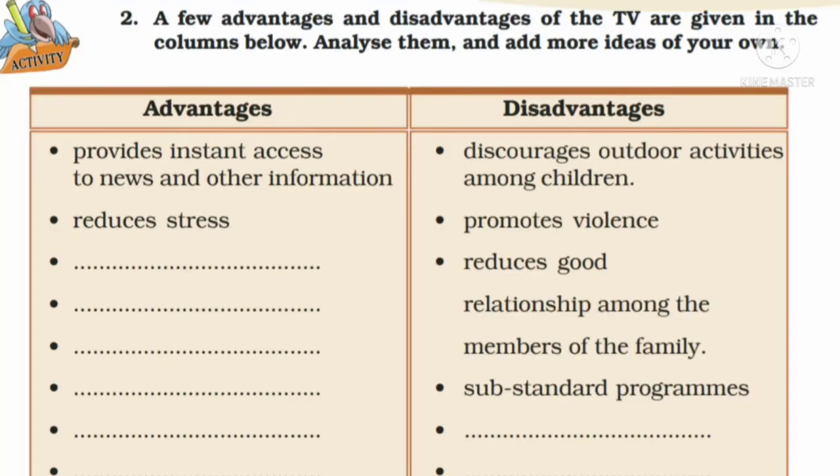Just think about it. Now, look at the second activity given in your textbook. On page number 85, activity number 2, there are two columns provided to you. In the first column, you can see two advantages that have already been noted there, and in the second column, you can see some disadvantages. So, you have to complete this activity by noting some advantages and disadvantages of watching television.